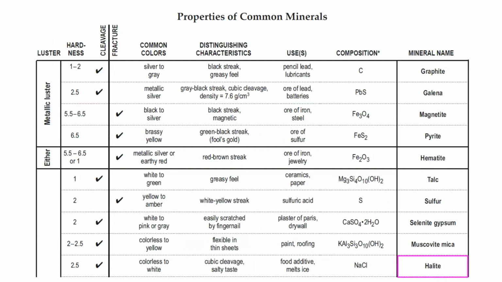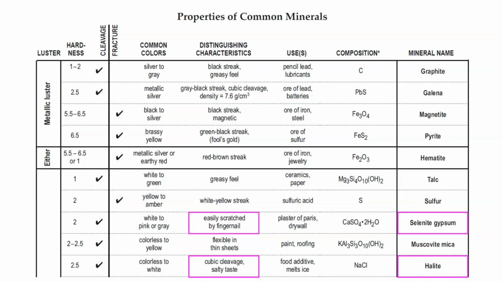First, we take a look at halite. If we're looking for information about it bubbling with acid, we want to look under the distinguishing characteristics column. Halite has a cubic cleavage and salty taste, as this is what you put on your French fries if you want them to taste good.